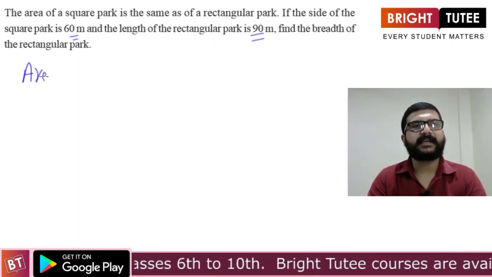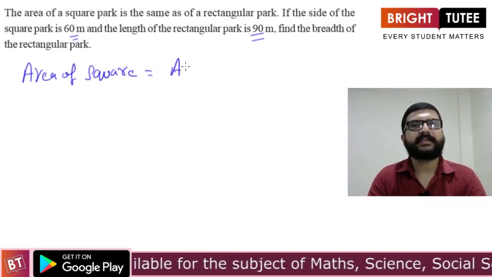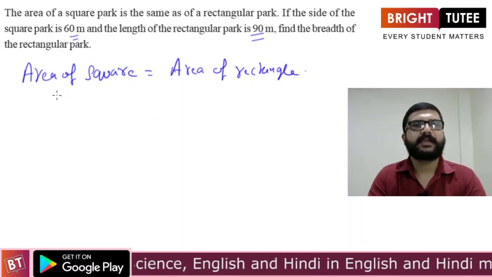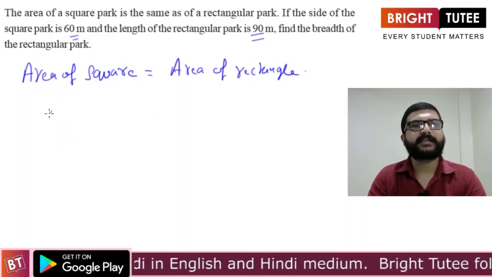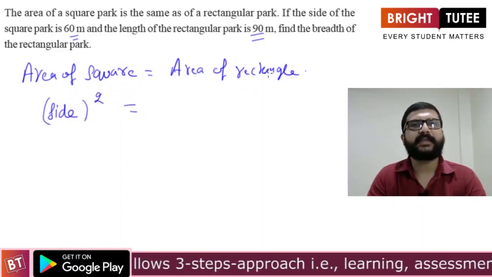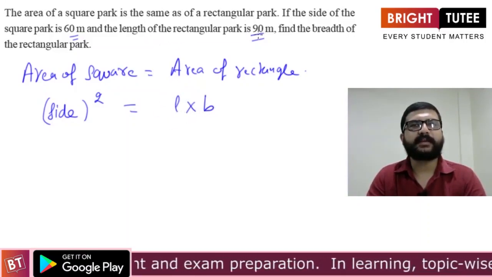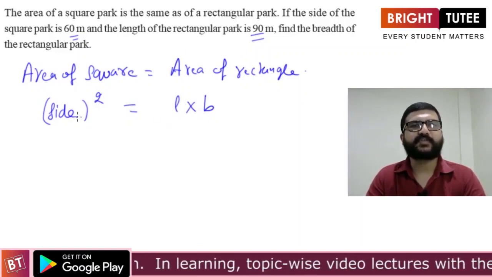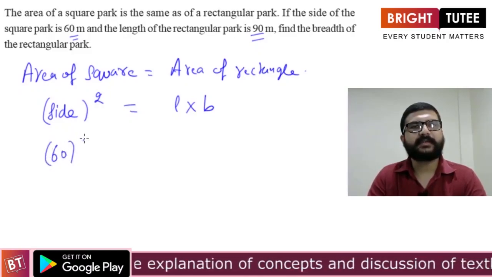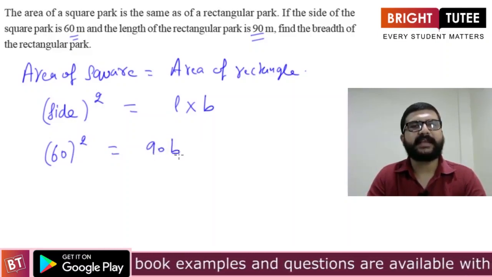So let's write it. Area of square is equal to area of rectangle. Now how do we find area of square? It is side into side, or we can write it as side square. Now this is equal to area of rectangle, and that is length into breadth, which is L into B. Now length is already given to us, we have to find breadth, and side of the square is also given to us, it is 60 meters. So therefore this will be 60 square is equal to L, which is 90 into B, so this becomes 90B.